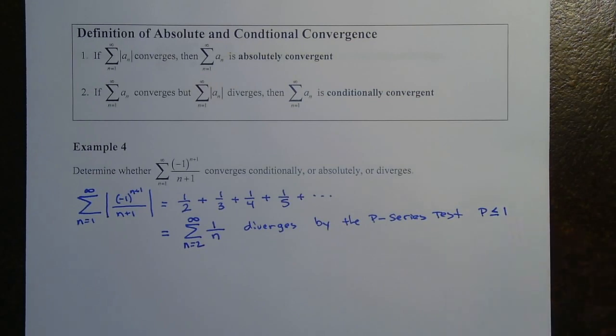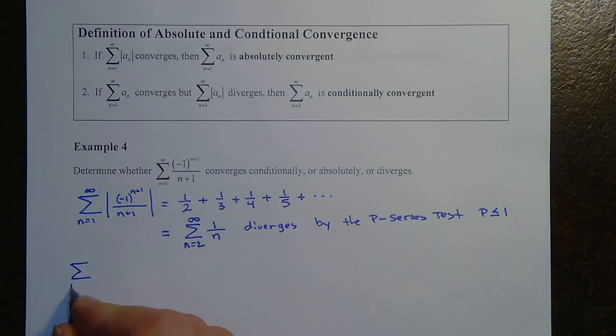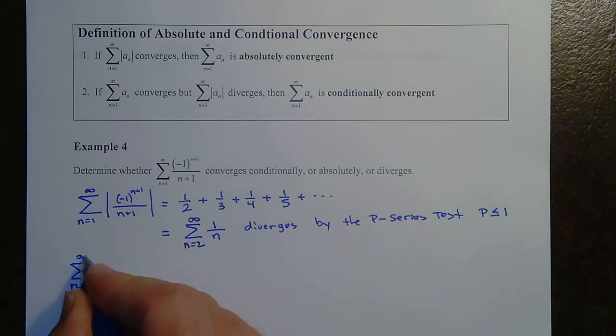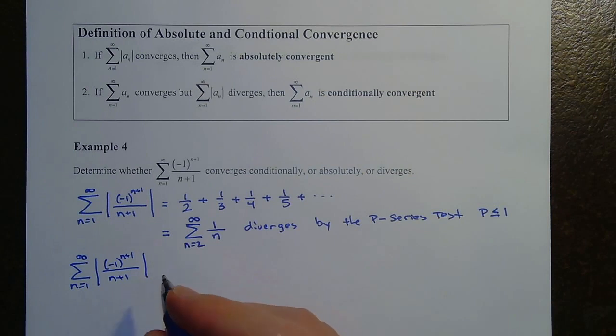All right, so what do we know? Because this one diverges, that means the absolute value series must diverge. So this is not absolutely convergent. But now we have to check: is it conditionally convergent? So we know that the sum from n equals 1 to infinity of the original series, (-1) to the n plus 1 over n plus 1, diverges by the p series test.